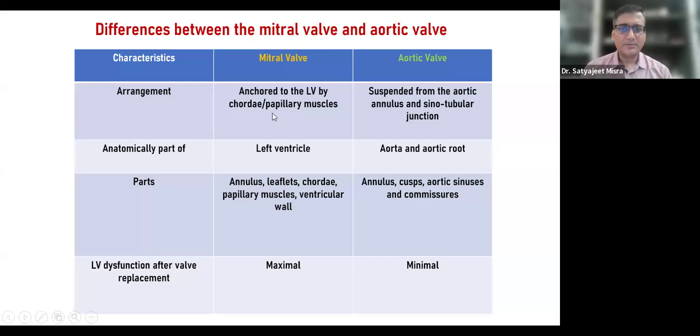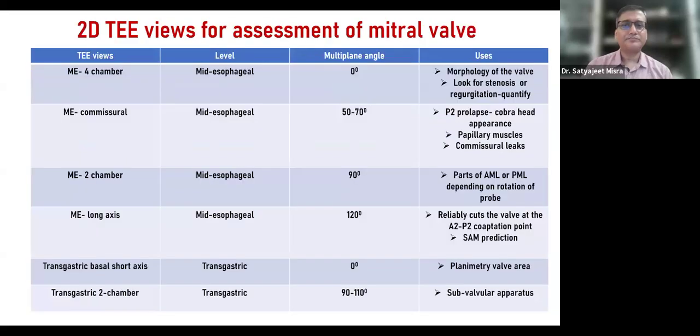When you look at the parts of the mitral valve, I told you there are 5 parts. There's the annulus, the 2 leaflets, the chordae tendineae, the papillary muscles, as well as the ventricular walls that give rise to the papillary muscles. And then there is the aortic valve. The parts are the annulus, the cusps, the aortic sinuses, and the commissures. So it stands to reason, and it's a no-brainer, that the LV dysfunction after valve replacement is going to be maximal after a mitral valve replacement, because we are playing around with the LV morphology, whereas it's going to be minimal after an aortic valve replacement because the LV is not handled in any way.